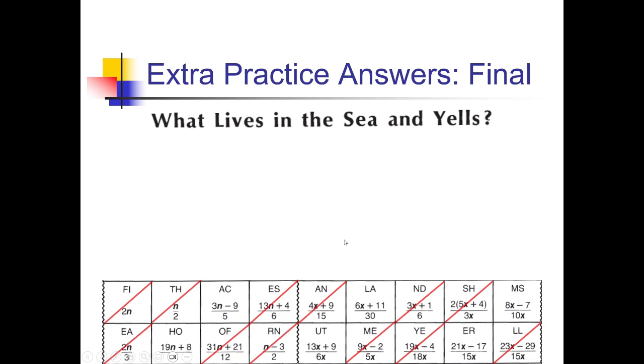All right, so let's figure out the solution to the riddle: what lives in the sea and yells? So the letters that we haven't crossed off thus far, we have an AC, an LA, an MS. So I'm thinking that A is probably going to be its own word, and then CLA, let's see, M, that spells clam, so I think clam is the next word. Then we have an S, HO, still doesn't, that's show, that doesn't give me anything. UT, that's shout, but let's keep going. We have an ER that we end with, so shouter sounds like a word.